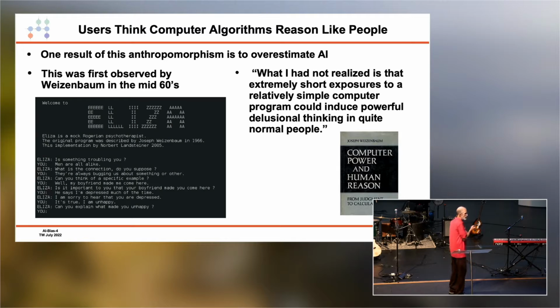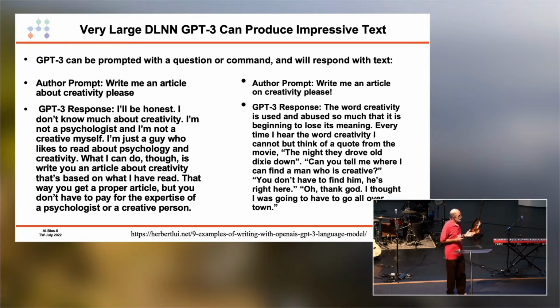Now, I had a version of this running on a microcomputer in the 70s at home, and I noticed the effect that some people, even well-educated people in my family, thought this thing actually could do therapy and would ask it legitimate questions and try to get an answer out of it, even though my dad was a trained psychiatrist, or maybe partially because I didn't want to talk to him, I'm not sure. Weizenbaum found that out too. He found out in his book that extremely short exposures to a relatively simple computer program could induce powerful delusional thinking in quite normal people. So this was the 70s, and now we're smarter, right? No, actually not. But I do want to give you an example of GPT-3, which is one of these very large deep learning neural networks, with 175 billion coefficients, trained on 500 billion words from the internet, of which English Wikipedia is about 5%, I think.